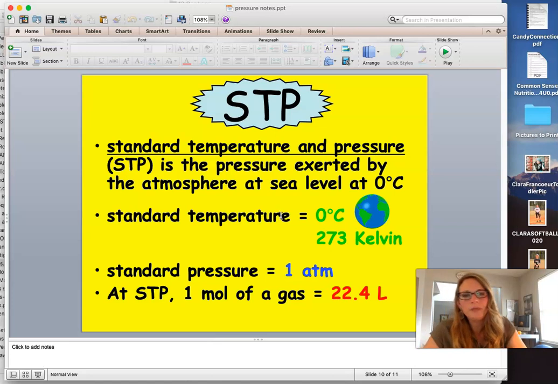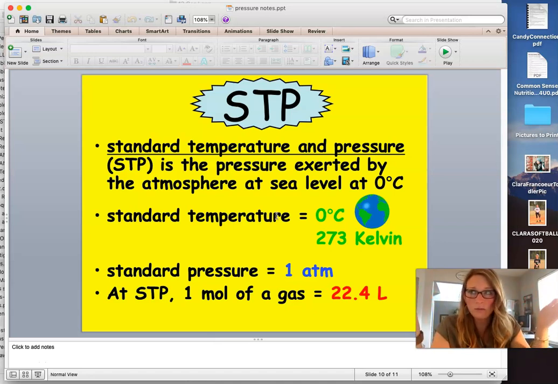So it's the pressure exerted by our atmosphere at sea level. Okay, we always do things based on water because we happen to be the water planet. So at sea level, we have 0 degrees Celsius. We remember that whole ideal situation thing. Standard means just standard, normal, not changed. Standard temperature is 0 degrees Celsius. Sometimes it's going to be in kelvins. 0 degrees Celsius is 273 Kelvin. 273 Kelvin is not degrees Kelvin, it's just Kelvin. They're the same thing.